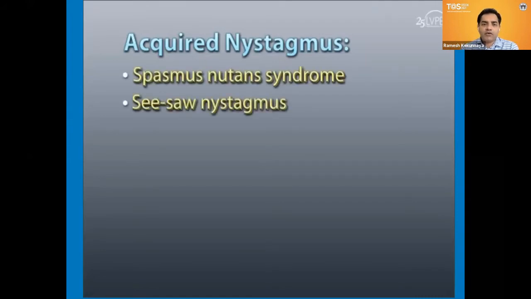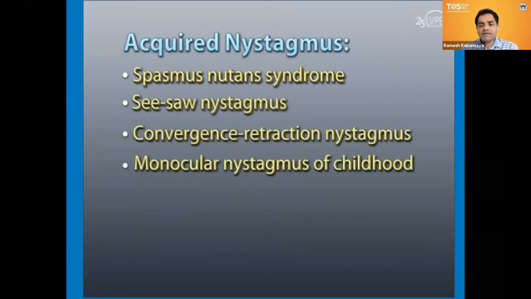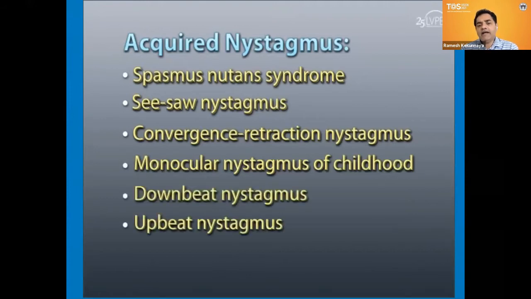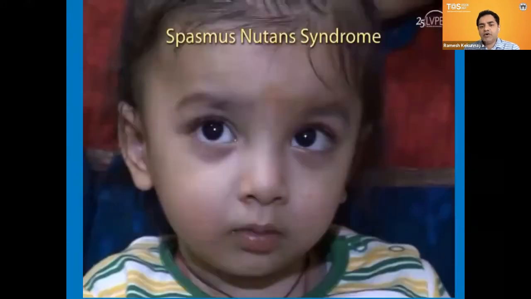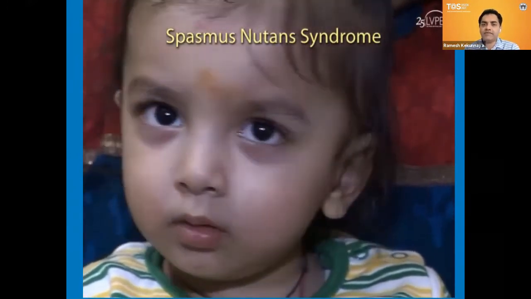With regard to acquired, we see spasmus nutans, seesaw nystagmus, convergence nystagmus, and retraction nystagmus. These are typical, and also downbeat and upbeat nystagmus. When you see these things, you need to always image. In 90% of them, they will have something.